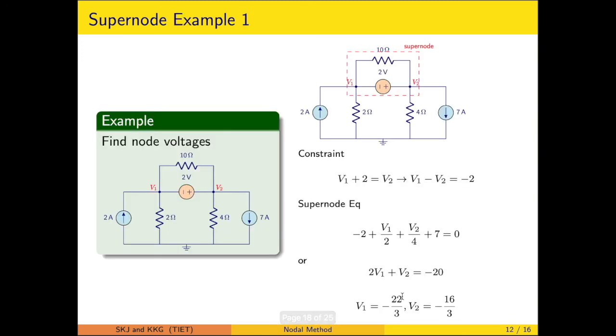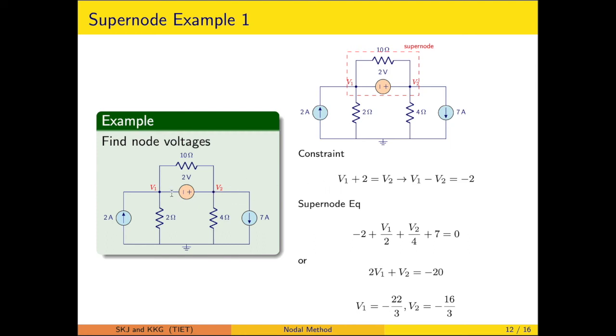Now with this background we can go for a few numerical examples based on the supernodes. In this particular example we have to find the node voltage. There is a direct voltage between V1 and V2 and there is a parallel resistance across it as well. So these all are forming the supernode. Now the concept is clear: you have to write the KCL equation, which is the nodal equation pertaining to the supernode, and you also have to write the constraint equation pertaining to the voltage.